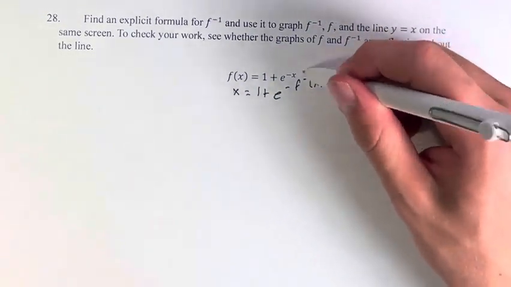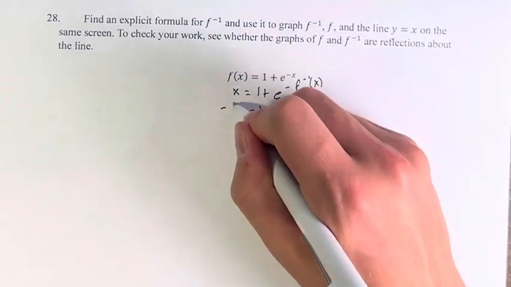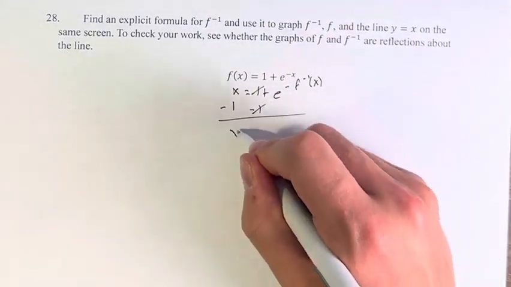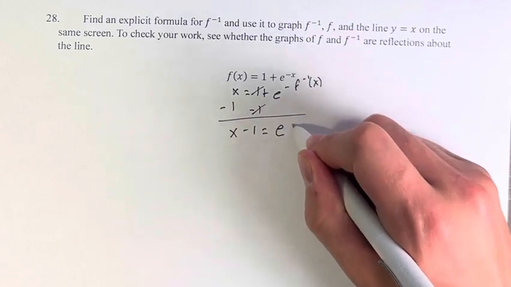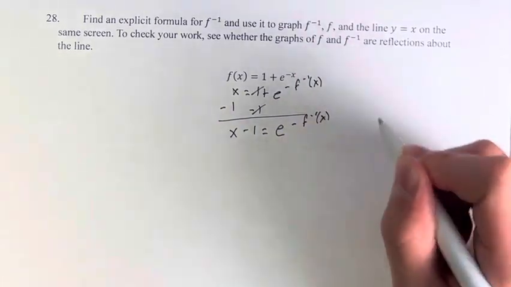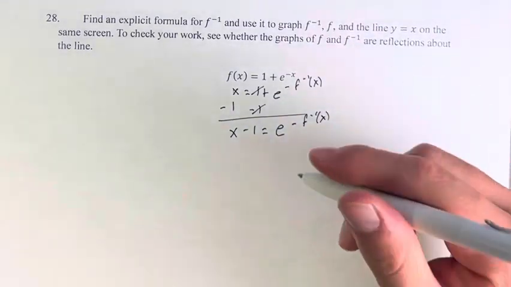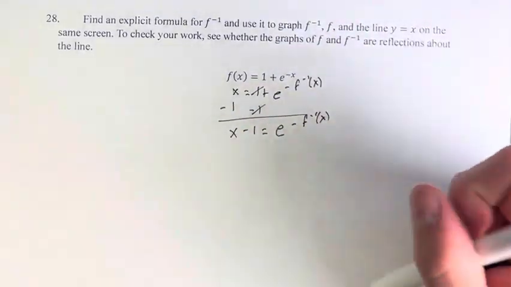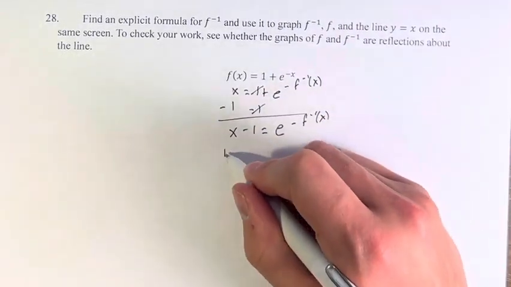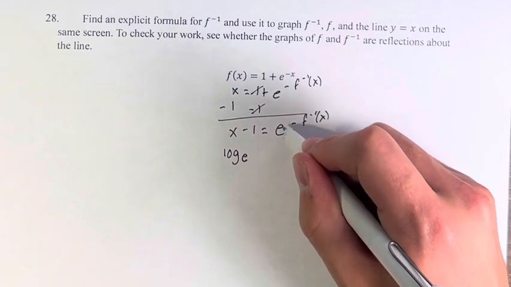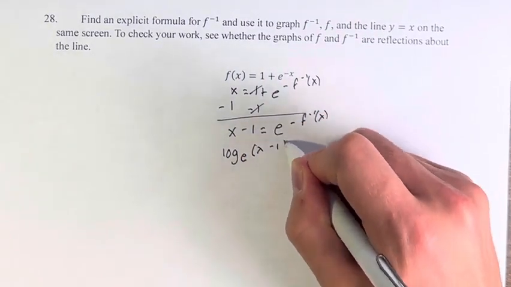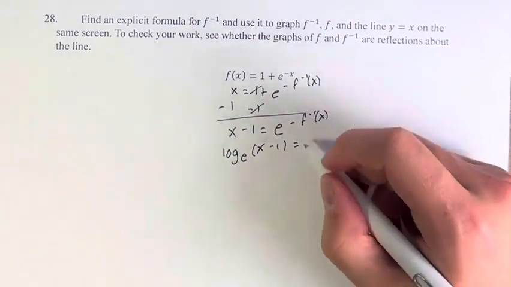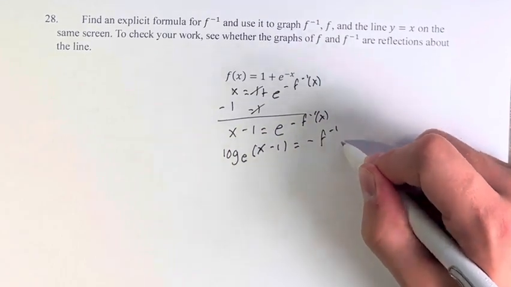So now let's solve for f inverse. Subtract 1 from both sides. x minus 1 is equal to e to the negative f inverse of x. We can take the log of this equation. So this is log base e of x minus 1 equals the exponent, negative f inverse.